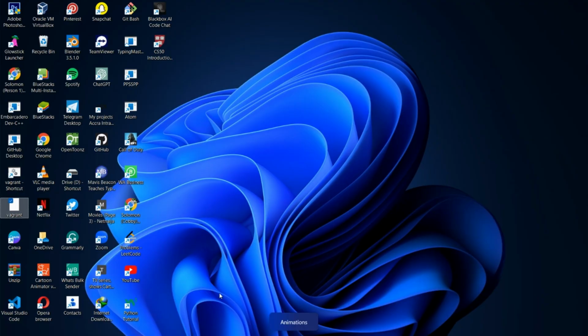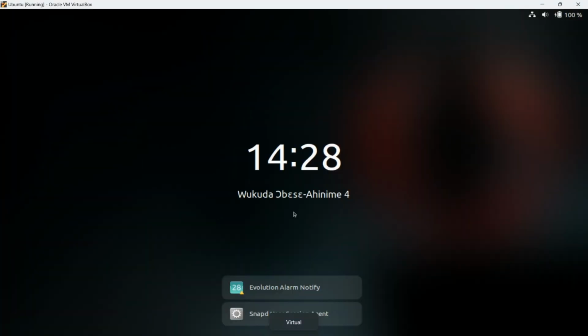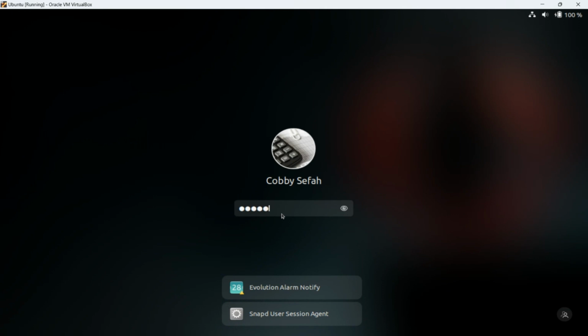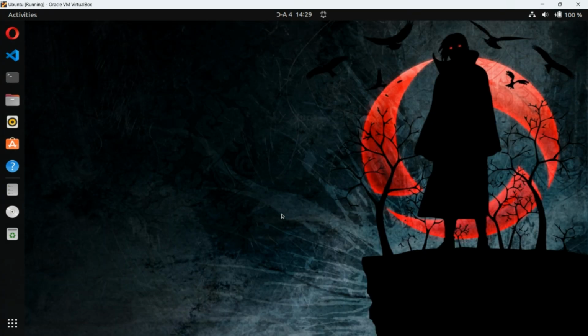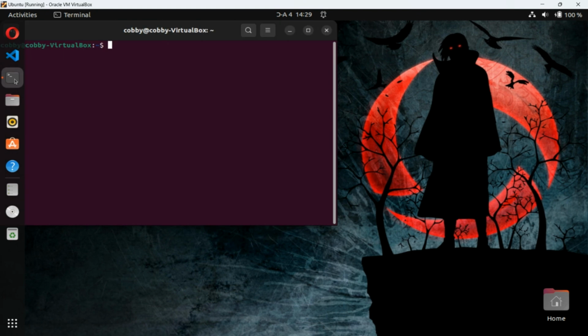This is my Ubuntu environment. Let me log in. Can everyone see my screen from here? Can everyone see the virtual machine? If you can't see, please let me know. Good, I assume it's clear and you all can see.